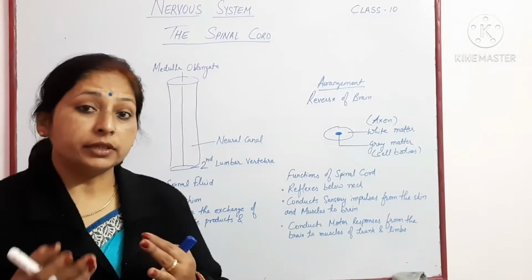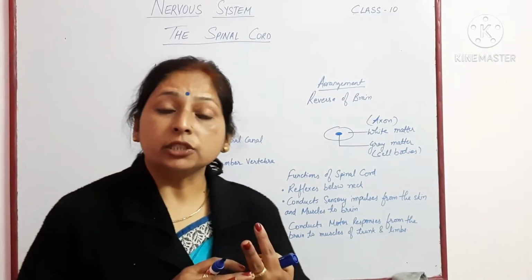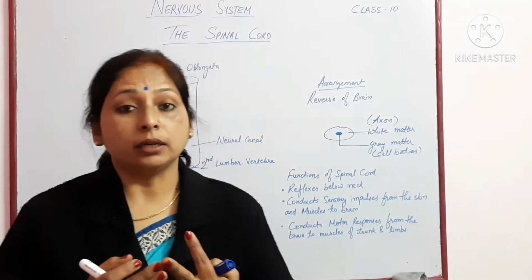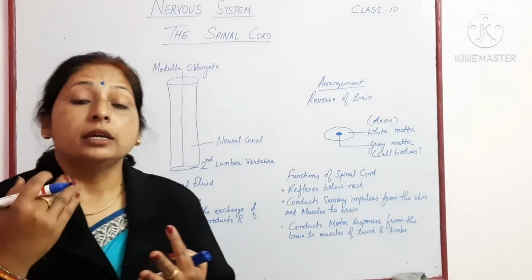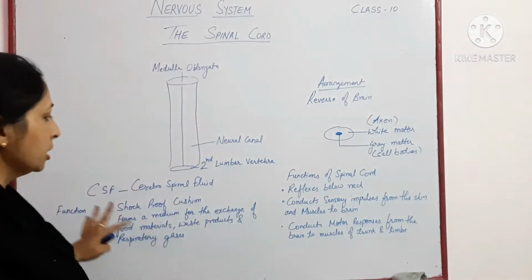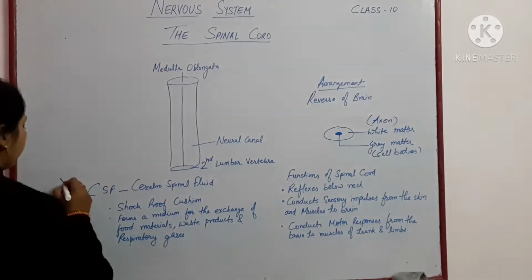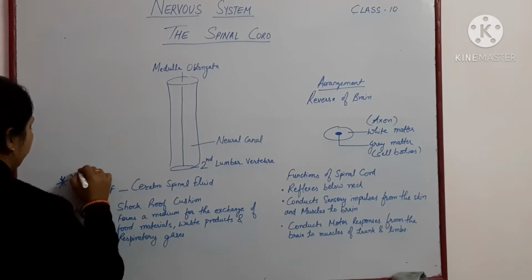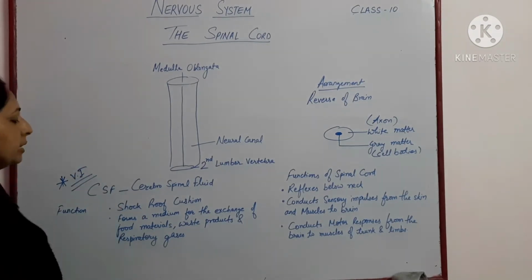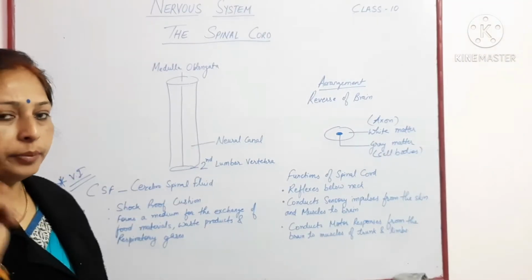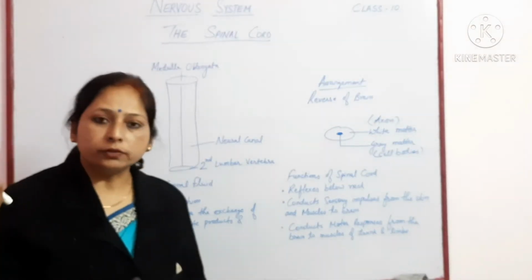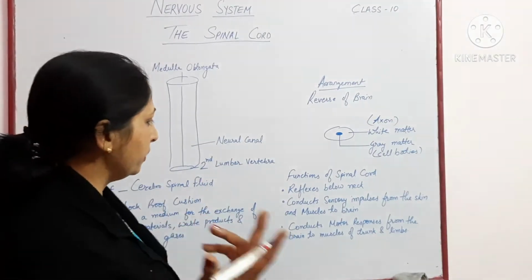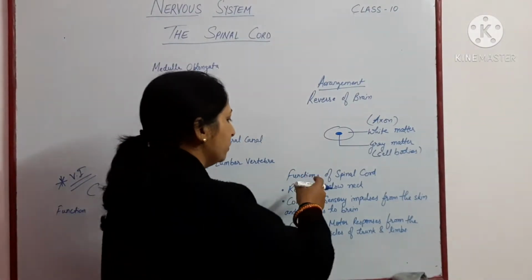The function of CSF is that it allows exchange of food products, exchange of waste materials, and exchange of respiratory gases. So this is the role of CSF. It is a very important topic. For a 1 mark question, it may be asked what is the role of CSF, the full form of CSF, or the function of CSF. Any type of question could be found from this.